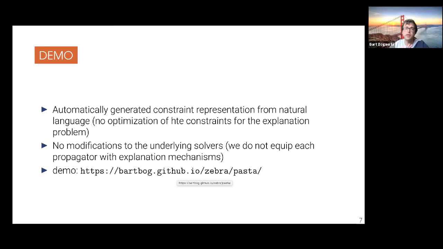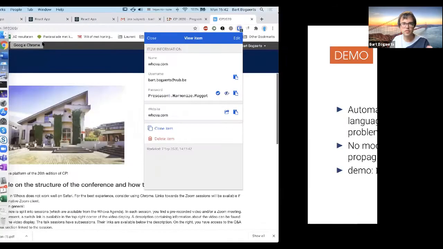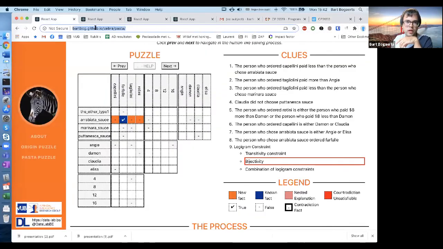We also did no modifications to the solver. So we didn't extend certain propagators with explanation mechanisms. What the solver can do is solve constraint satisfaction problems and also give us unsatisfiable cores. And in the ideal case, as we will see, we will not just get any unsatisfiable core, but we will get specific types of unsatisfiable cores, but we come to that later. And I'll just demonstrate the system a bit so that you have an idea. You can also try this out online.